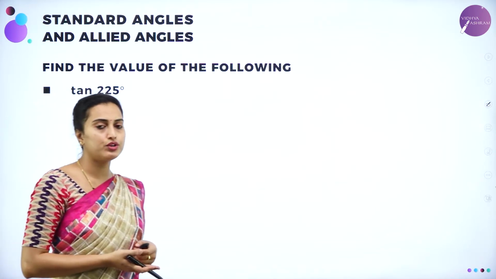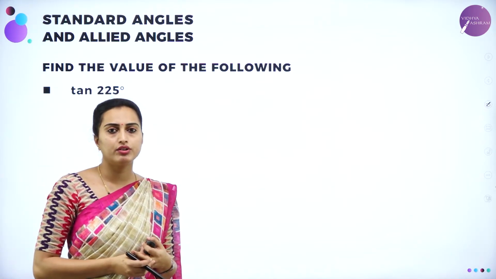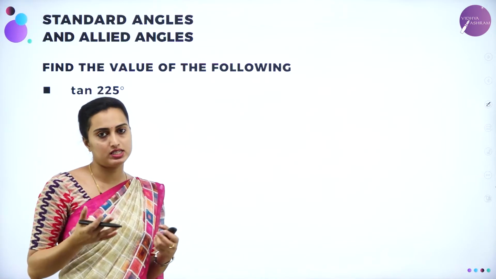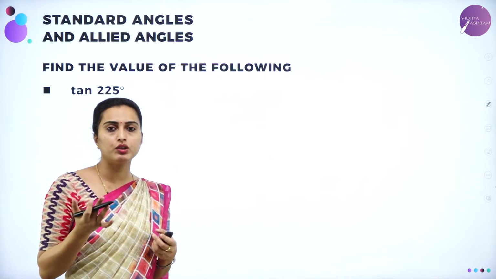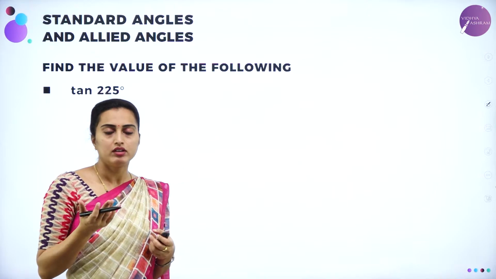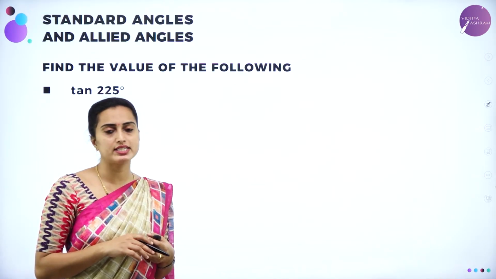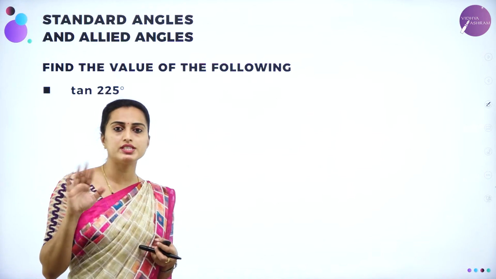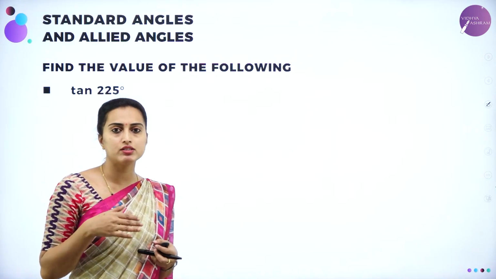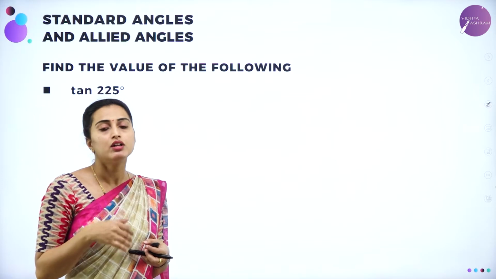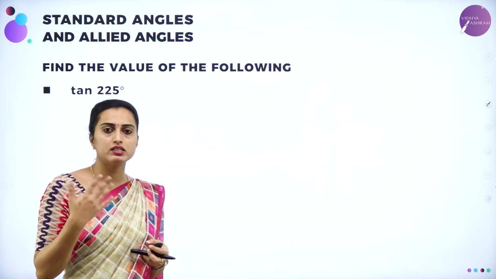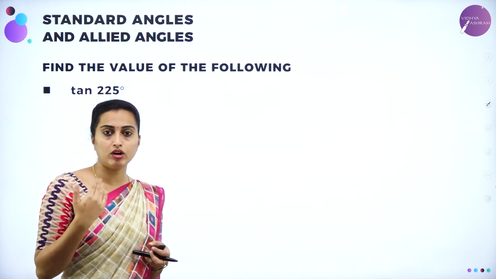Now this, how are we going to write it? Either you write it in the form of 180 plus, because 180 plus something will give you 225, isn't it? Or you write 270 minus. You cannot take it as 90 plus. 90 plus is always above 90, 90 minus is always below 90. Isn't it? So 270 plus is always above 270, not below 270.